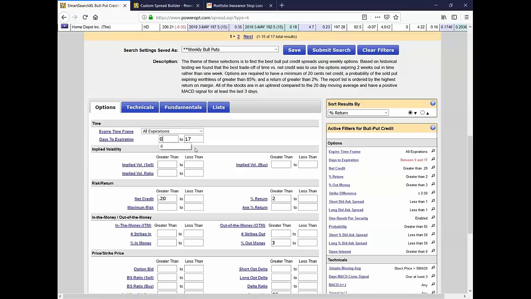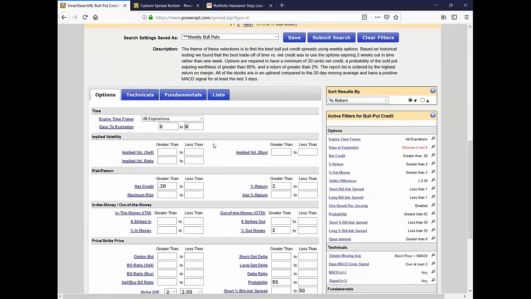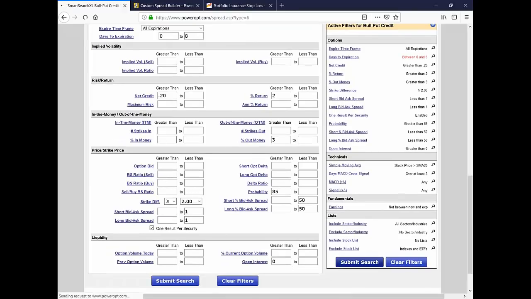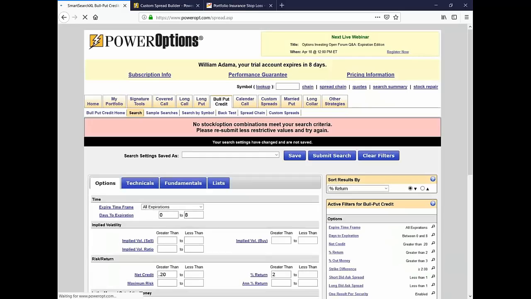And we're just going to change our expiration to 0 to 8 days, I guess we need out in time, for next Friday the 26th. I'd like to see net credits of 20 with a probability of 85. There's probably some that match that. Let's check. So before I do anything, I'm just going to run that search for the next cycle out in time. This is what we figured.